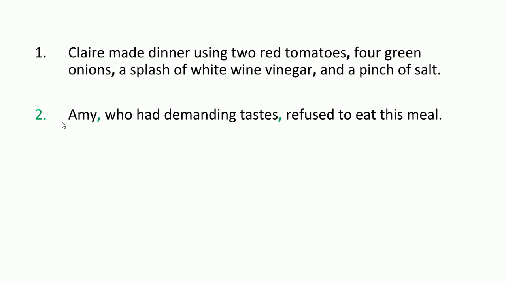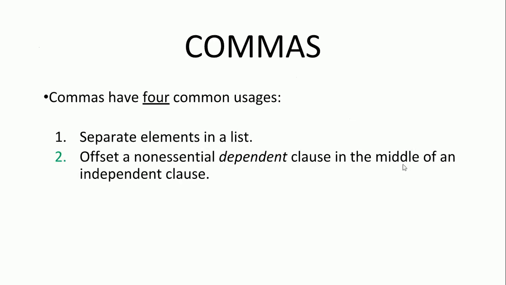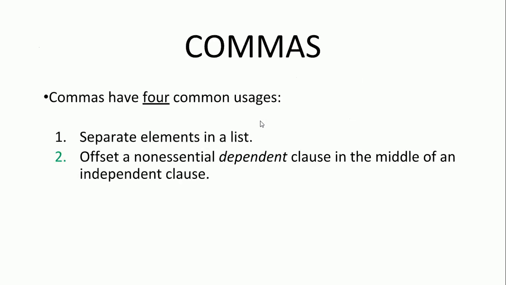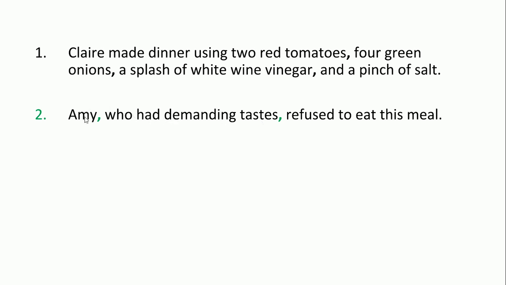For example, if we look here, Amy, who had demanding tastes, refused to eat this meal. So let's look at this carefully. The outer clause is an independent clause. Amy refused to eat this meal. Okay, so that satisfies the first part of this definition. Then the inner part, who had demanding tastes, that's a dependent clause. That satisfies this. And then we can ask, is this non-essential information?